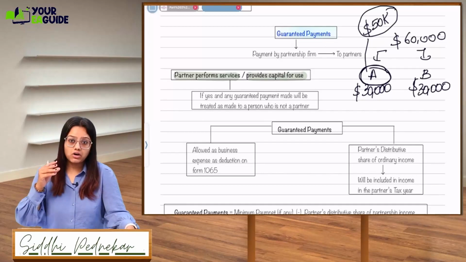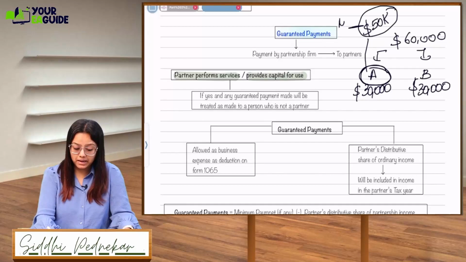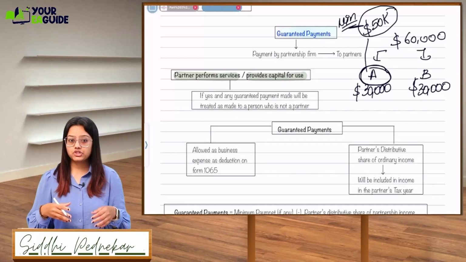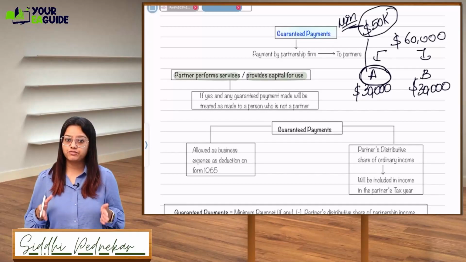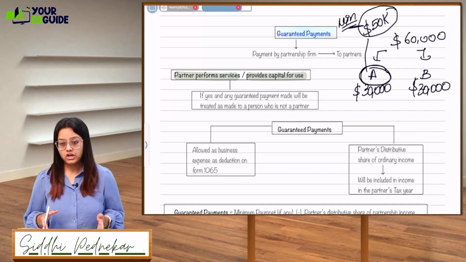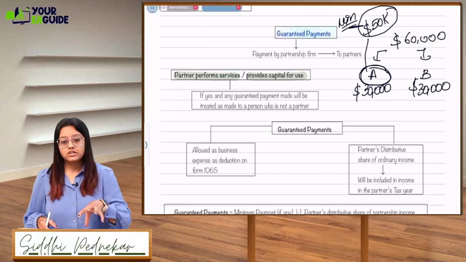Okay, now out of this $50,000, 50,000 is the minimum payment. I can say minimum payment each year. They have pre-decided that the partner is going to receive 50,000 as per the agreement. So 50,000 is the minimum payment. Now how is this 50,000 being paid? 30,000 is his distributive share.